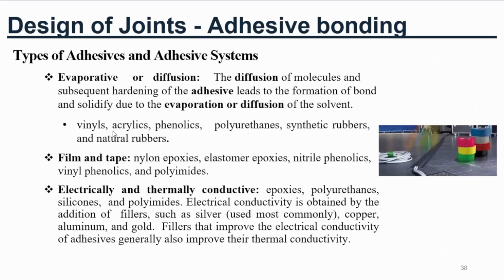Then another one, evaporative or diffusion adhesive. Bonding occurs by molecular diffusion and hardening as the solvent evaporates or diffuses away. The adhesive solidifies once the solvent is gone. Common adhesive materials here are vinyls, acrylics, phenolics, polyurethanes, synthetic rubber, and natural rubbers.